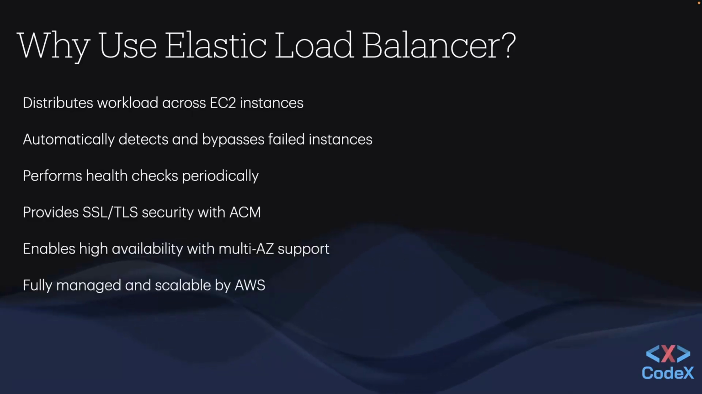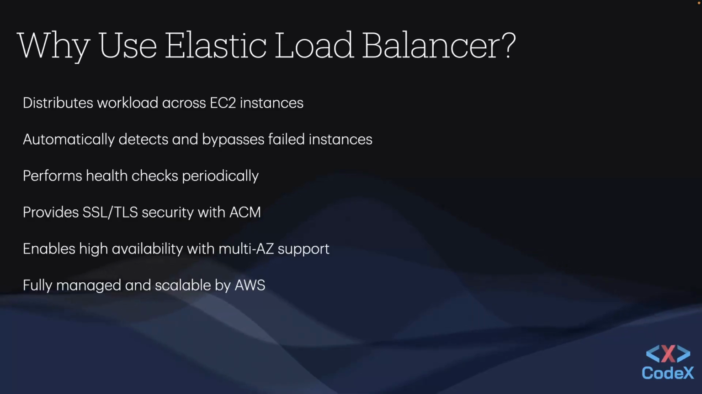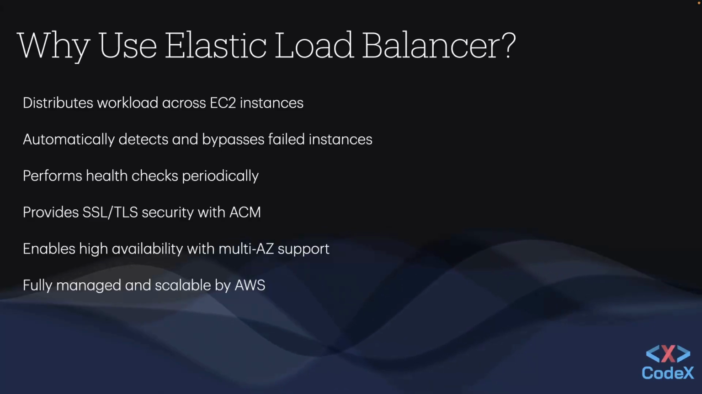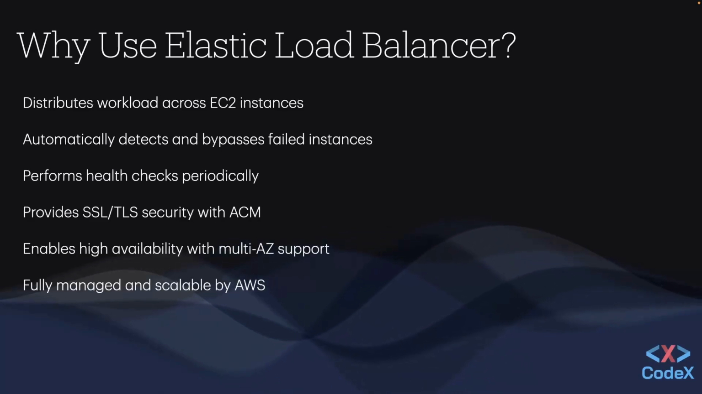Why use load balancing with EC2? AWS ELB offers many benefits when working with EC2 instances. Distributes workload across multiple EC2 instances, balancing performance. Handles instance failures gracefully by detecting unhealthy instances and rerouting traffic to healthy ones. Performs automatic health checks to monitor the status of each instance. Increases security by integrating SSL/TLS certificates through AWS Certificate Manager, ACM. Supports multi-AZ deployment, enabling high availability across different availability zones.